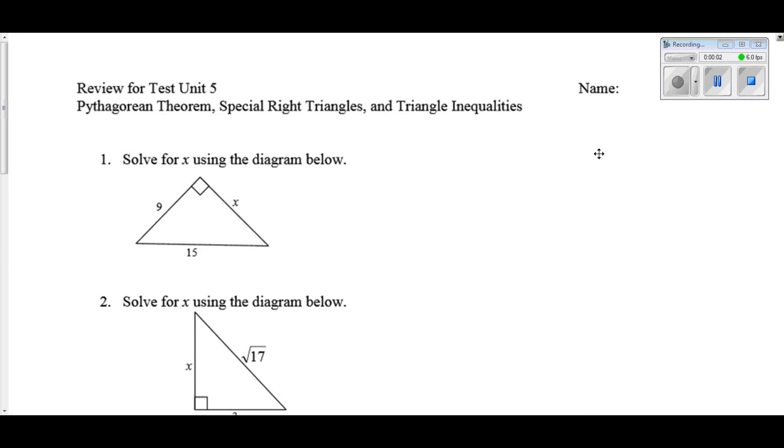This is the review for test unit 5, Pythagorean theorem, special right triangles, and triangle inequalities. Make sure you have your review out so that you are following along while we are recording.